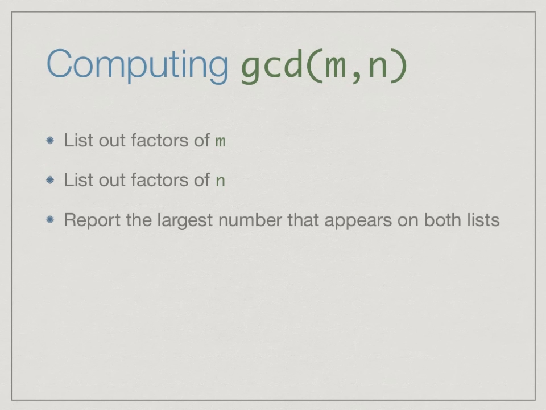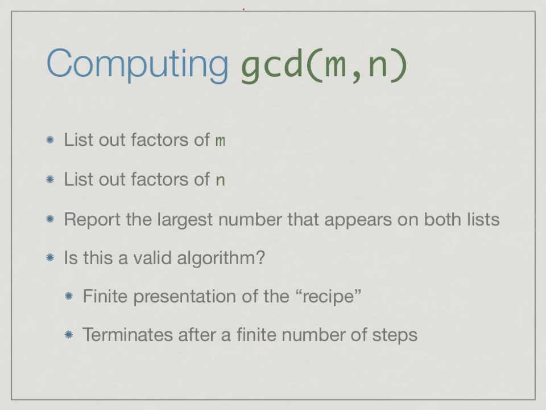Now, the question is, does this constitute an algorithm? Well, at a high level of detail, if we think of list out factors as a single step, what we want from an algorithm are two things. One is that the description of what to do must be written down in a finite way, in the sense that I should be able to write down the instructions regardless of the values of m and n in such a way that you can read it and comprehend it once and for all. So here it's very clear we have exactly 3 steps that constitute the algorithm. So it's certainly presented in a finite way.